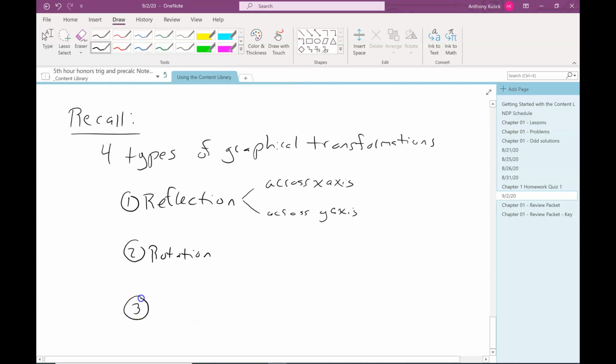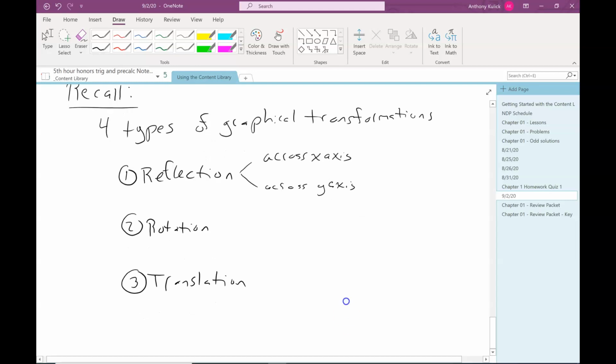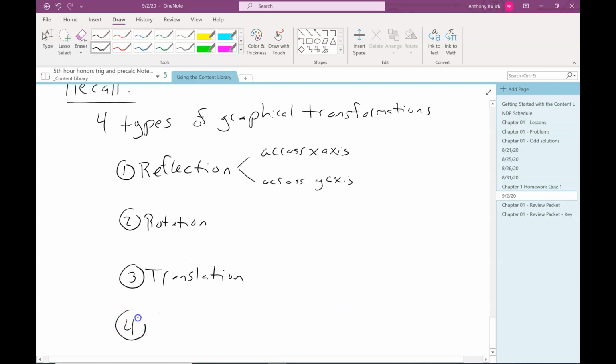There's actually lots of types of reflections other than those 2. Like you can really reflect across any line, whether it's horizontal or vertical or diagonal. But in this course, we're just going to really worry about those 2 types of reflections. There's translations, and there's one more. Dilation. Very good.